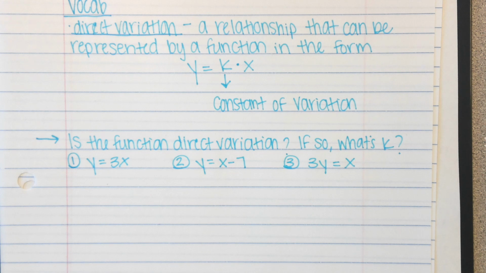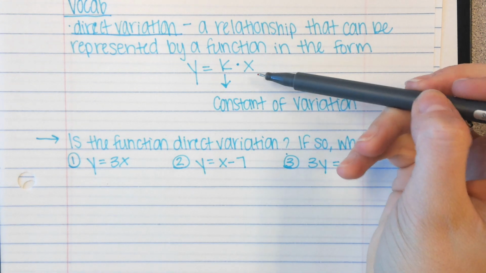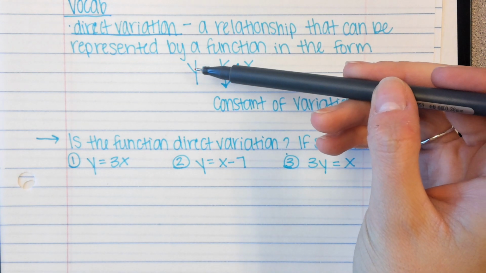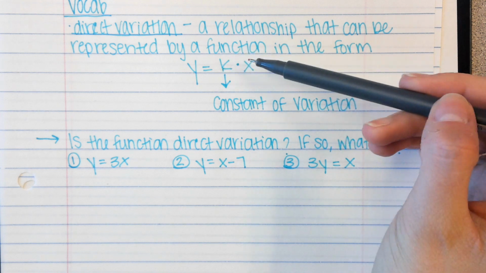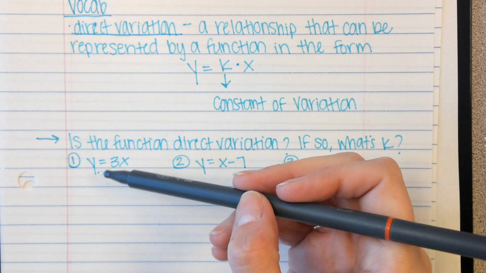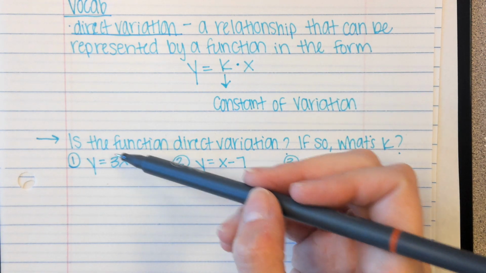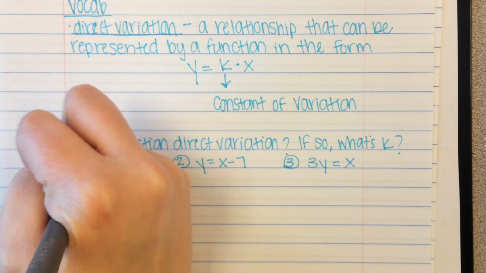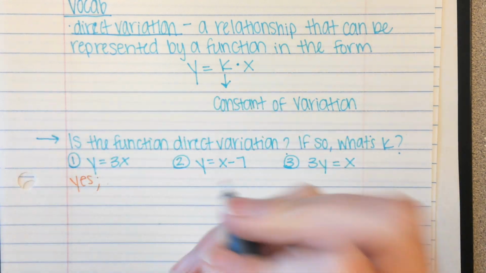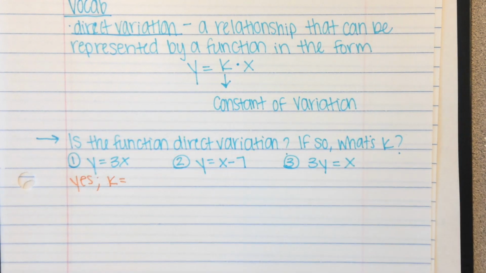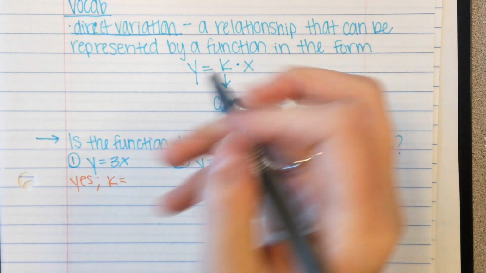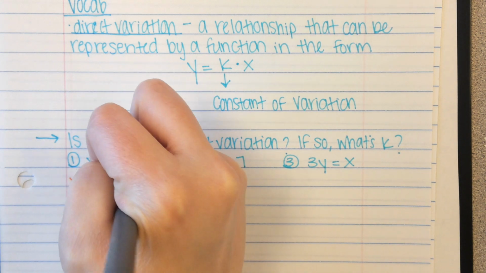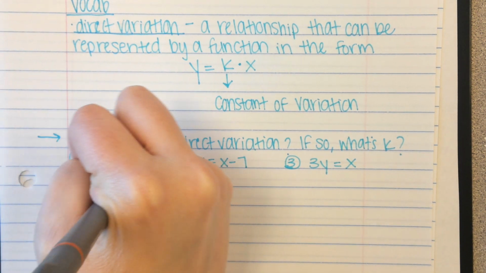So if we look at number 1, we have y equals 3x. Is that function in the form of direct variation? It's supposed to be y equals some constant times x. Do we have y equals a constant times x? Yes. So we'll say, yes, that's direct variation, and we have to know what k equals. So k is that constant in front of x. So on that one, k equals 3.